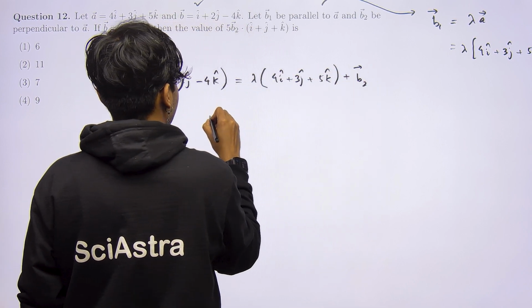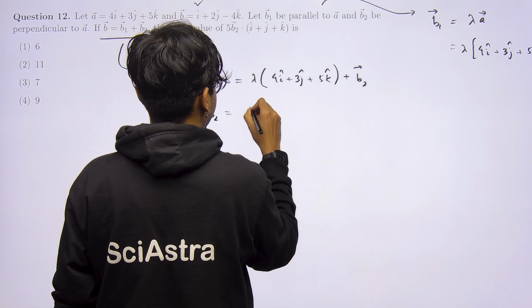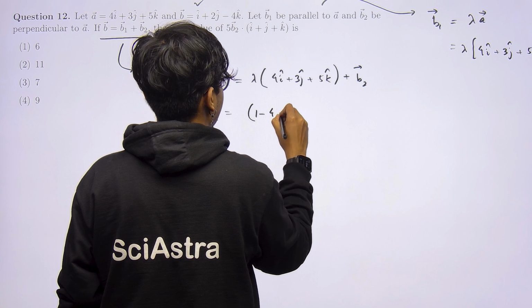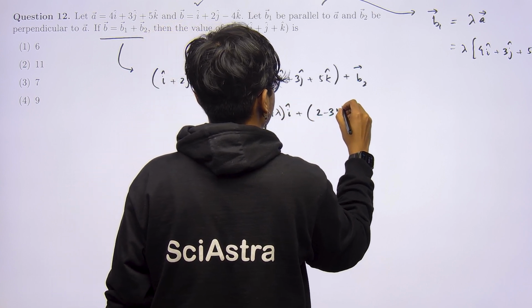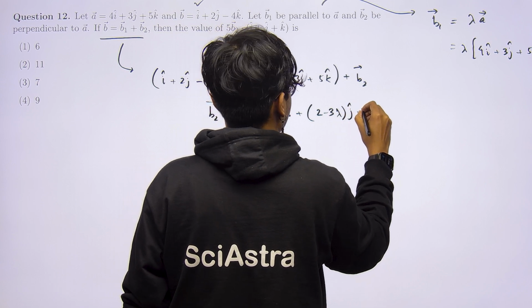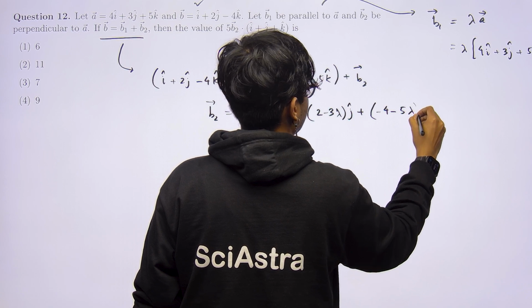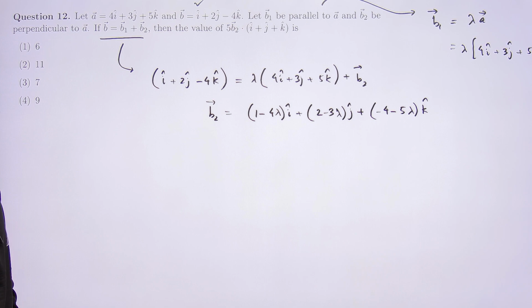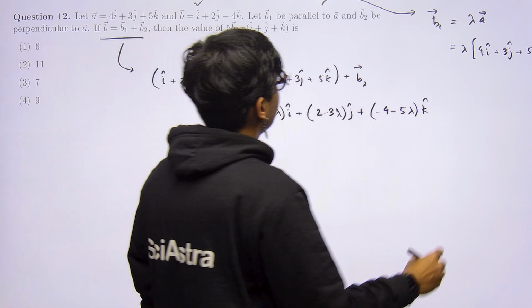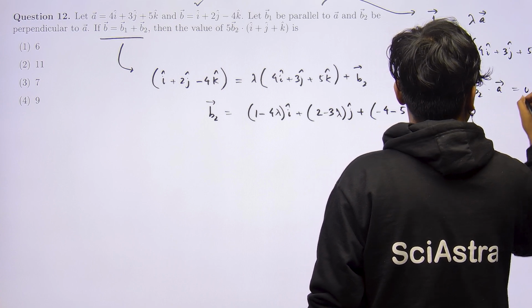So b2 basically turns out to be, if I write it directly, (1 minus 4 lambda) i cap plus (2 minus 3 lambda) j cap plus (minus 4 minus 5 lambda) k cap. This is the value of b2 vector. Now I know that b2 is perpendicular to a, right? So b2 dot a should be equal to 0.